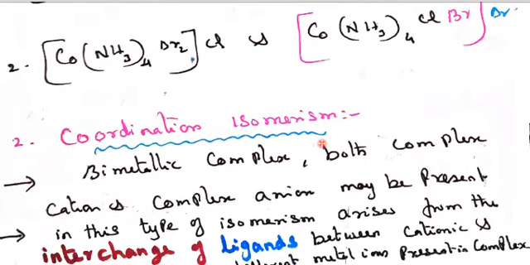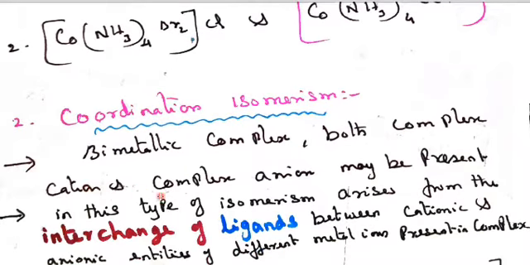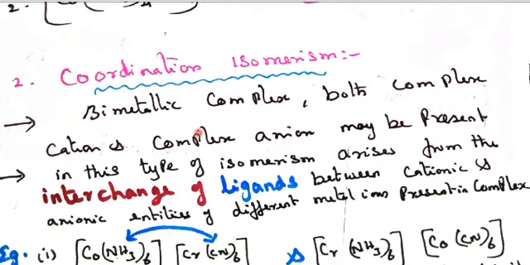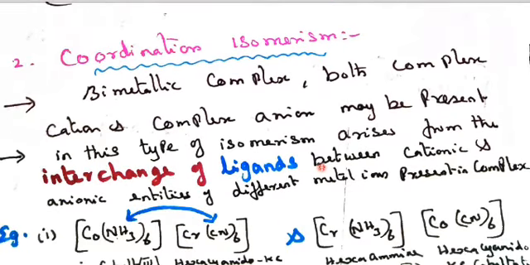And coordination isomerism is found in bimetallic complexes. Both a complex cation and a complex anion may be present in this type of isomerism. We are not exchanging the metals. It is very, very important to interchange the ligands between the cationic and anionic entities. So here are [Co(NH3)6] and [Cr(CN)6]. Just interchange the cyanido to this side and amine to this side.